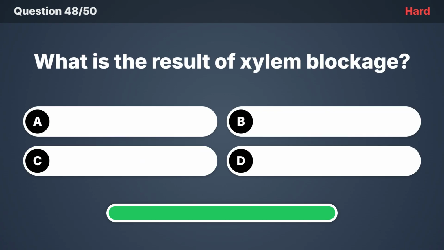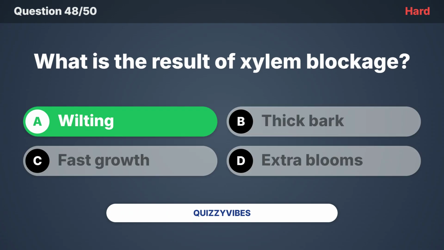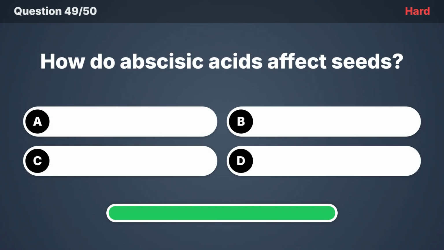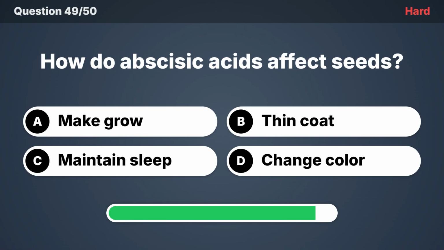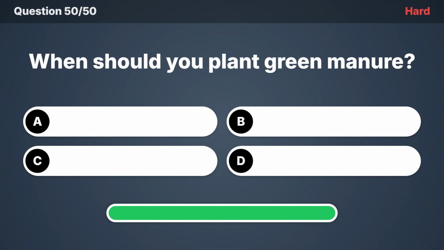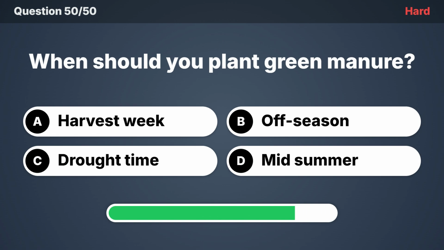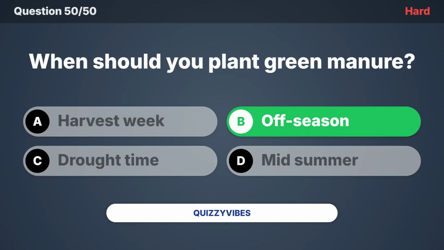What is the result of xylem blockage? Did you guess it? The answer is wilting. How do abscisic acids affect seeds? Time's up. It's maintained sleep. When should you plant green manure? Time's up. It's off season.